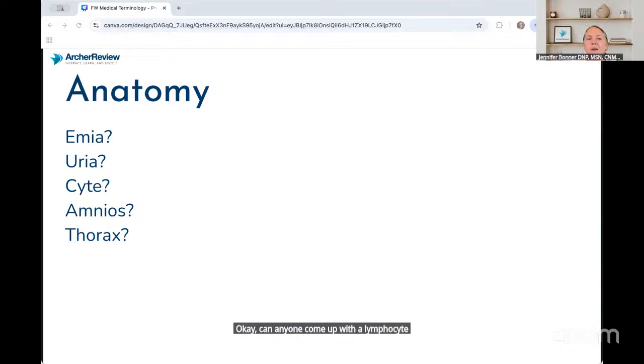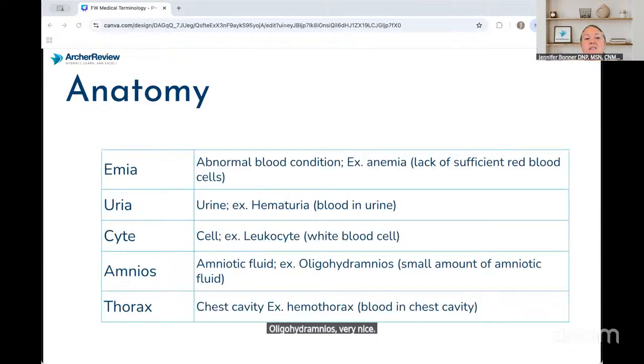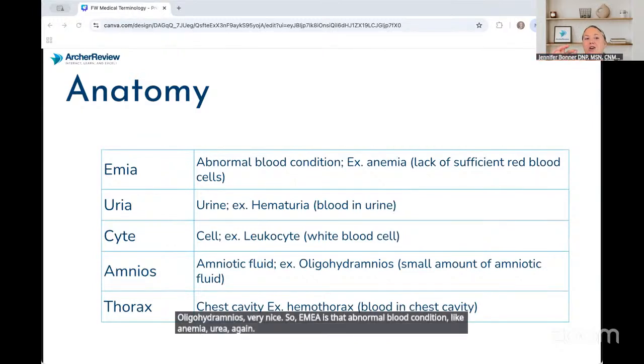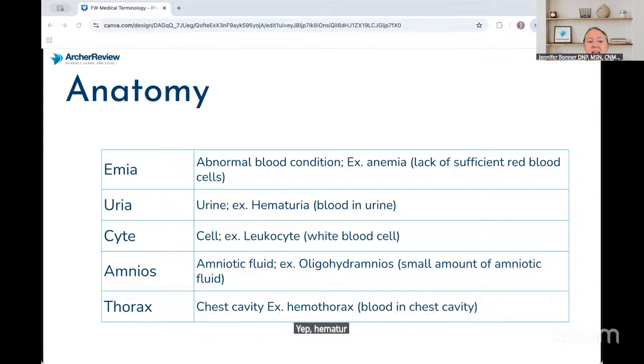Very nice. What about amnios? What is amnios? Fluid, okay. Hydramnios, very good. We have water. Amniocentesis, okay. We just made amnio a prefix, huh? Oligohydramnios, very nice. So emia is that abnormal blood condition, like anemia. Urea, again, just like we said, urine. Yep, hematuria. Cyte. Now this is a cell. Many of you got that one.